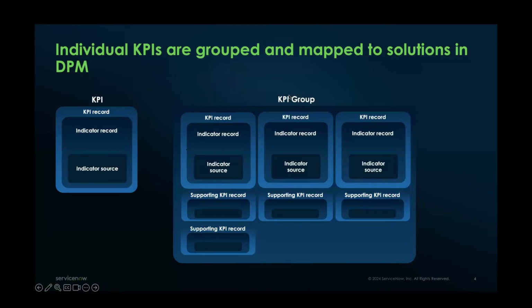And then we basically group these individual KPIs into this concept of a KPI group. So this record then has a relationship to these individual KPI records. And you can then also create supporting indicators, which are nested within here. I think probably the best example we have is our performance snapshot. That's like a group, and inside of that we have many different KPIs, right?